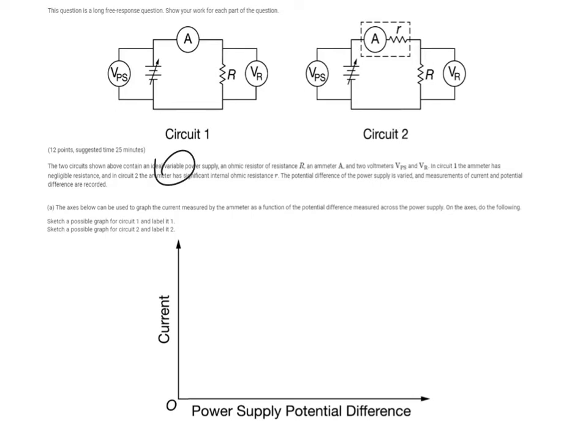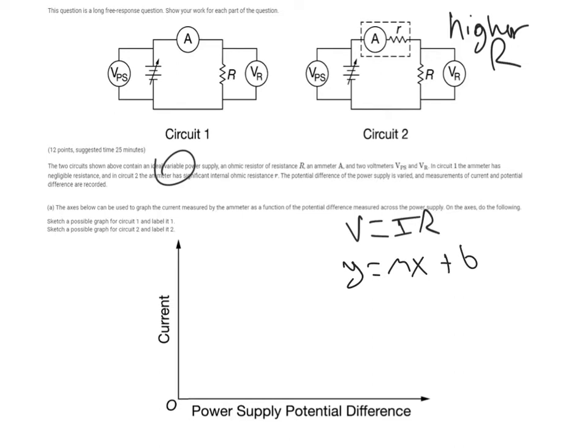Basically you can pretty easily tell that, all things being equal, this is going to have the higher resistance. If it has a higher resistance, you could say V equals IR. How does that look in equation form? If you say y equals mx plus b, the y-intercept's not going to matter here, but you're graphing current on the y-axis and voltage on the x-axis.